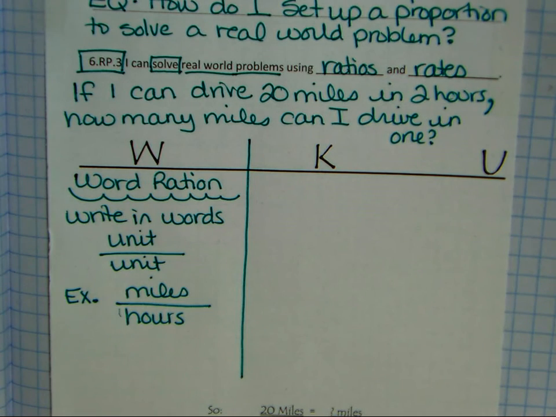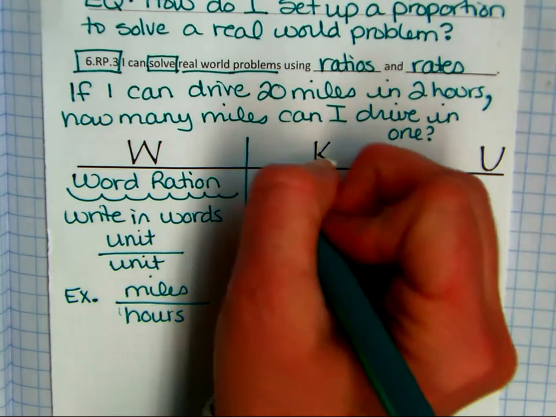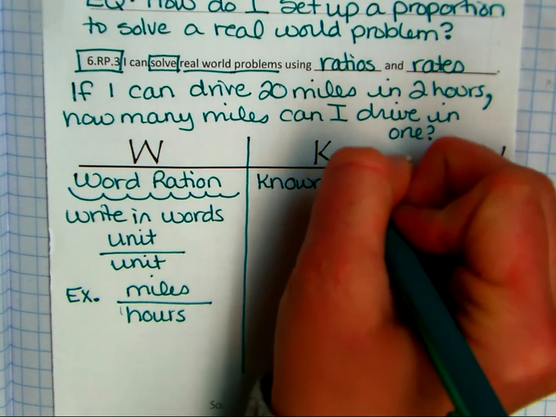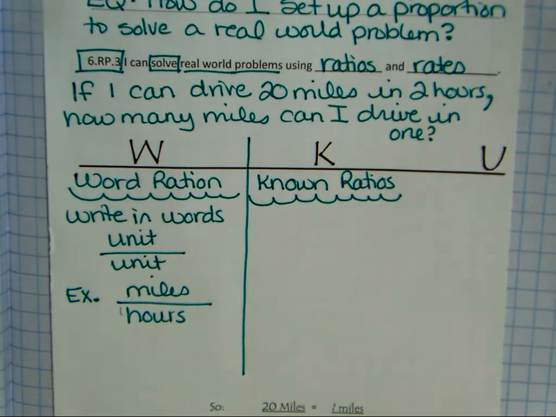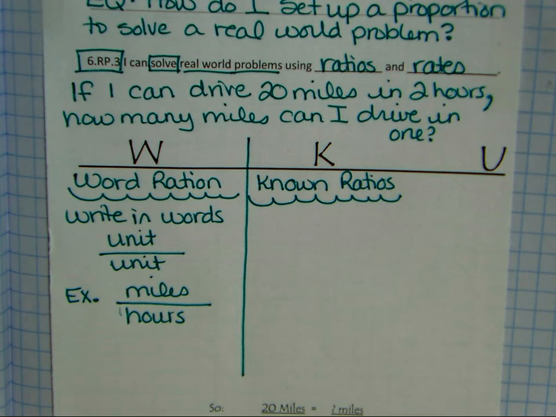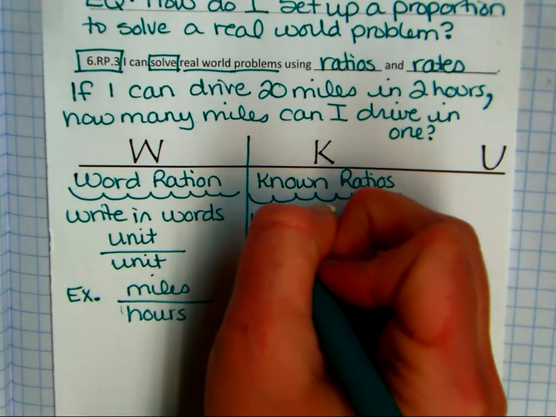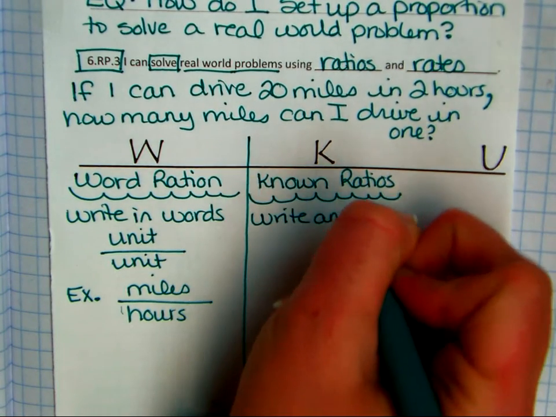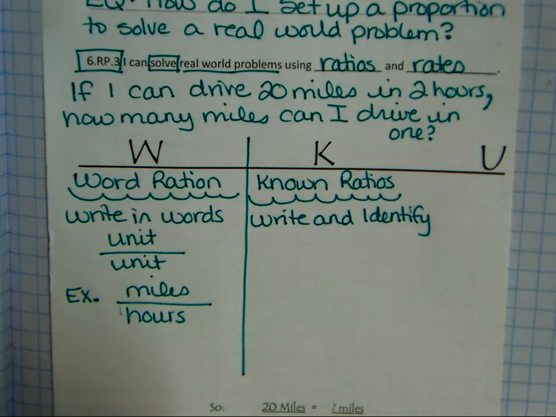The next thing that we are going to do is the K, and the K is where we put the known ratios. The ratios that we know. And this is where we put in basically the information that is given to us in the word problem. We just kind of fill in the blanks of what we already know. So we're going to write and identify the known ratio.